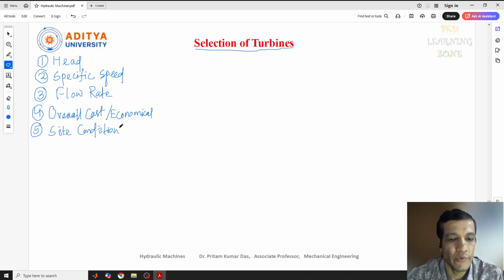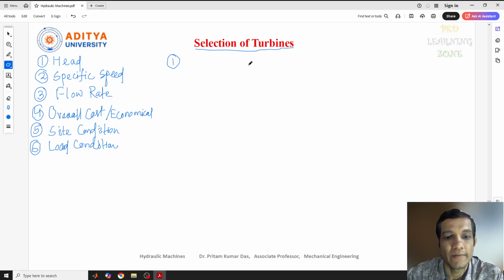Along with this, we also need to check the load conditions. The load condition is also one of the parameters. So let's discuss these points one by one. As I told you, first is the head. The head is one of the important parameters for selection of turbines, because the net head under which a turbine is supposed to work plays an important role in the selection.